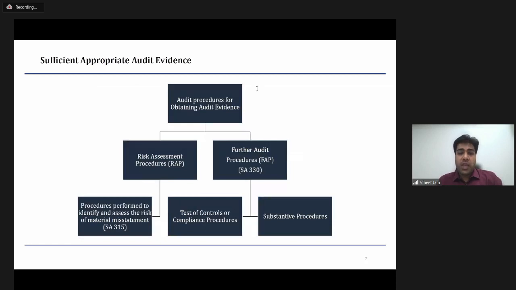Then moving on, in order to gather audit evidence, there are various audit procedures performed. We perform these audit procedures for obtaining the audit evidence.